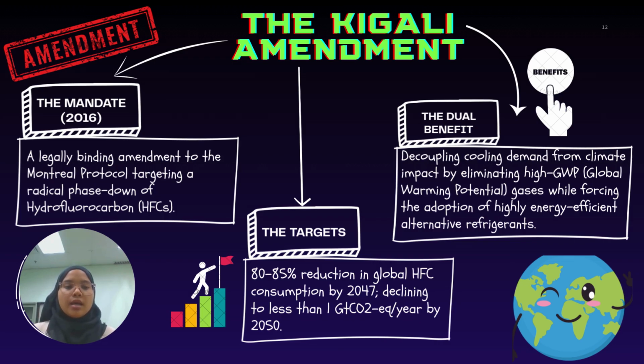The main goal is to drastically phase down the production and use of HFC by about 80 to 85% by the year 2047. Why should we care? Because the expected benefits are massive. By making this one shift, we are projected to prevent up to 0.5 degrees Celsius of global warming by the end of the century. It is truly one of the biggest, most impactful things we can do to fight climate change right now.